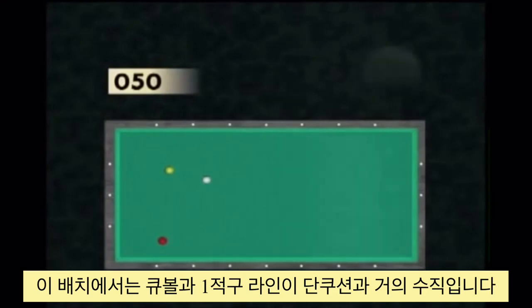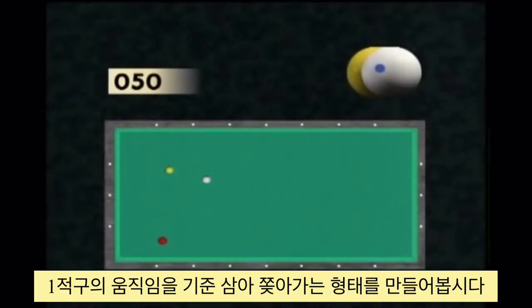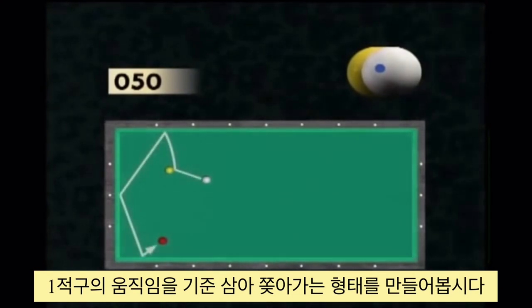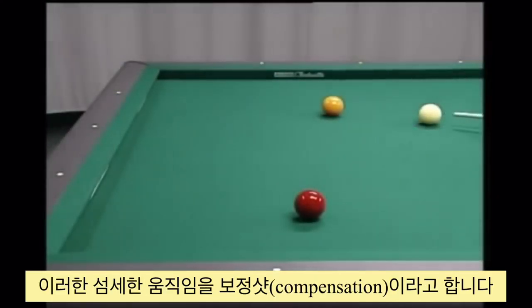The cue ball yellow ball axis is close to the perpendicular line towards the short cushion, so the player needs to use the yellow ball as a support to chase it, and he must hit lower. This delicate movement is called compensation.